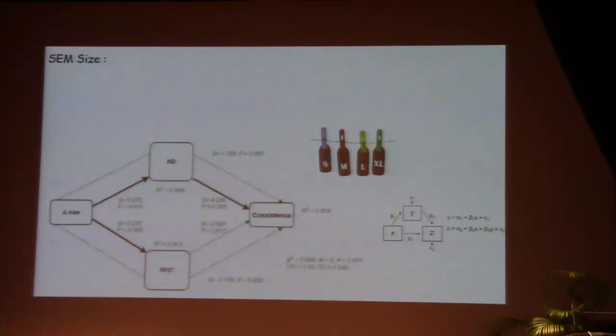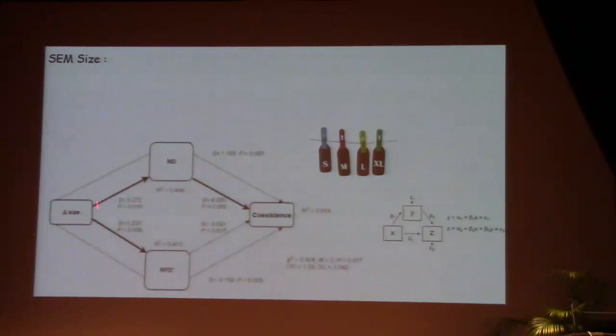What we do here is structural equation modeling. In structural equation modeling, you have an endogenous variable of interest, Z in this case, that is affected by an exogenous variable X, either directly or via mediators. In this case, our endogenous variable is coexistence, that's what we're interested in. Delta size in this plot is the exogenous variable, so we can look for direct effects of size on coexistence, or we can look via the mediating effects of niche difference and relative fitness difference on coexistence.